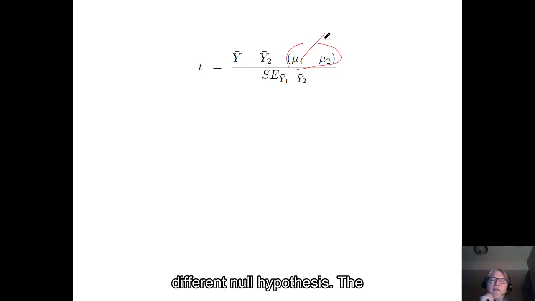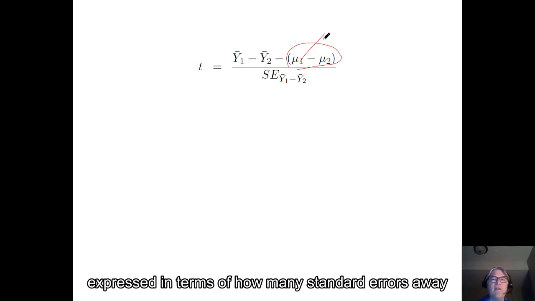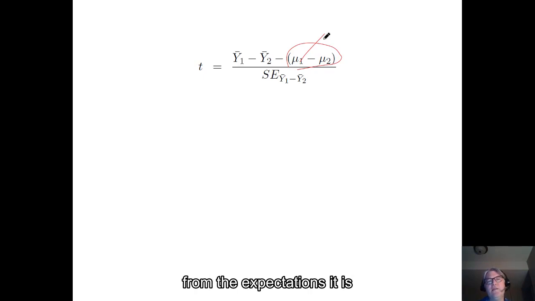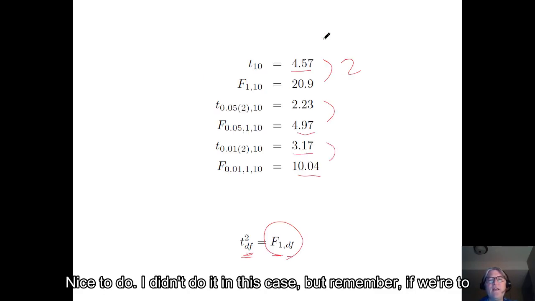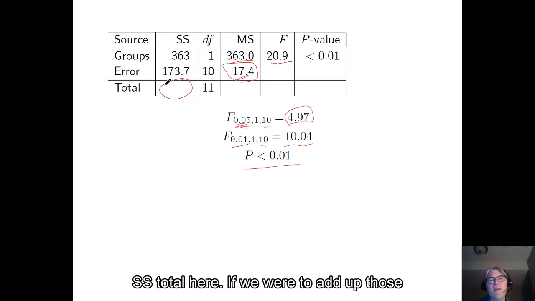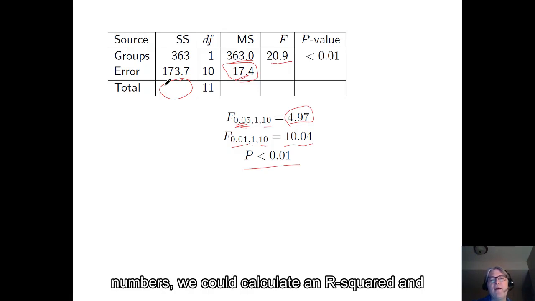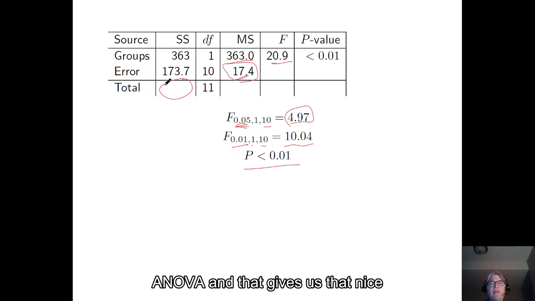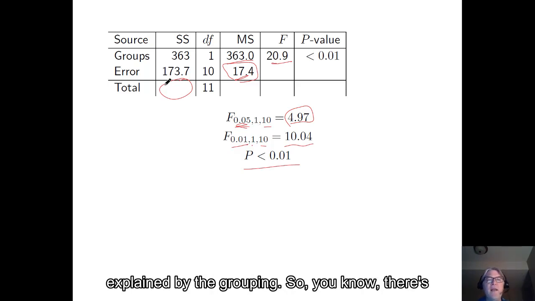You could do a different null hypothesis. The T statistic is also really useful because, remember, as we've discussed numerous times in the class, the T is the difference that you're observing in the sample, expressed in terms of how many standard errors away from the expectation it is. So that's kind of a handy thing. So the test statistic itself is more meaningful to people. And ANOVA can be nice to do. I didn't do it in this case, but remember, if we were to fill out the SS total here, if we were to add up those numbers, we could calculate an R squared in ANOVA, and that gives us that nice summary of the percent of variation explained by the grouping.